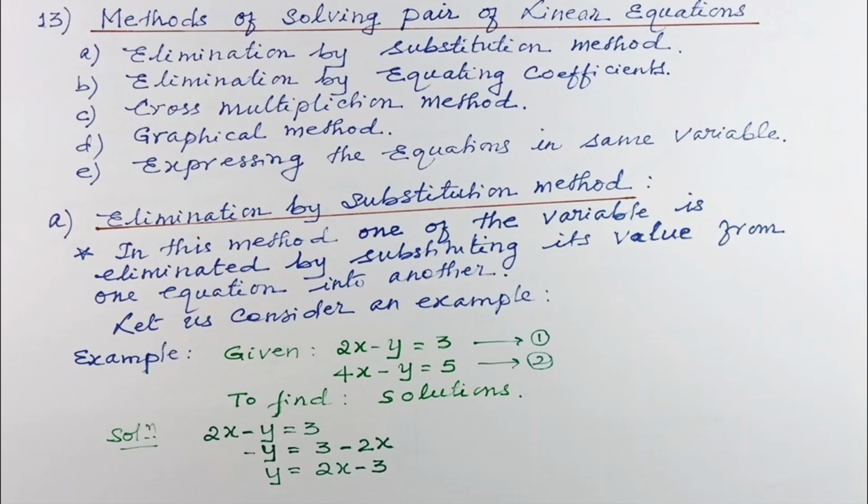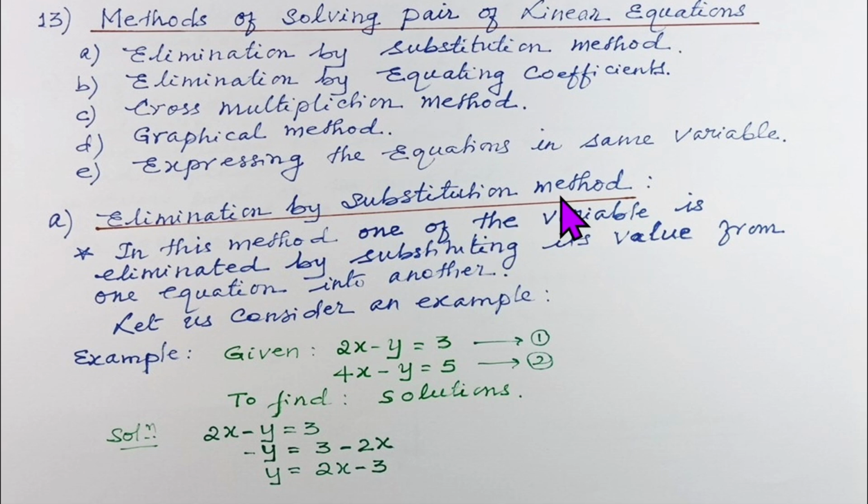In this learning session, we'll be learning the different methods of solving a pair of linear equations. The different methods are the elimination by substitution method, elimination by equating coefficients, cross multiplication method, graphical method, and expressing the equations in same variable. The basis of these methods is converting the linear equations in two variables into one variable, finding out the value of one variable and then finding out the second variable. Let us understand this one by one.